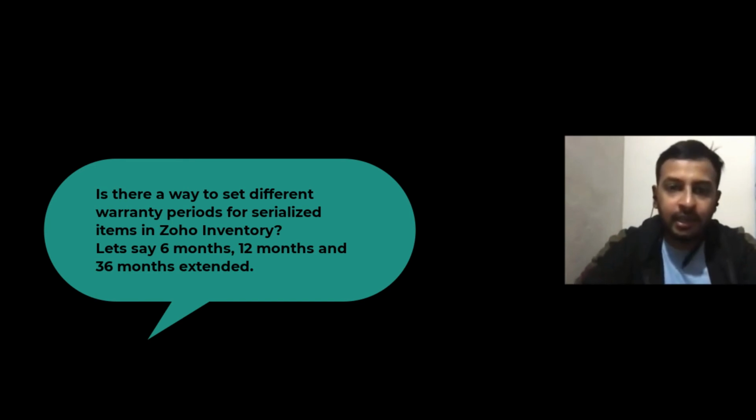We have a question from Anesu Nafi: is there a way to set different warranty periods for serialized items in Zoho Inventory? Let's say 6 months, 12 months, and 36 months extended. I'm afraid we don't have warranty tracking at the moment. Serialized items can help you track the warranty in a way that when a customer approaches you, you can search that particular item, customer detail, or serial number to find the invoice and the invoice date and calculate the warranty accordingly.